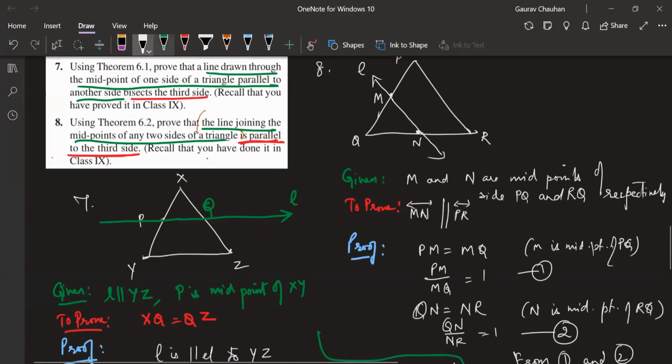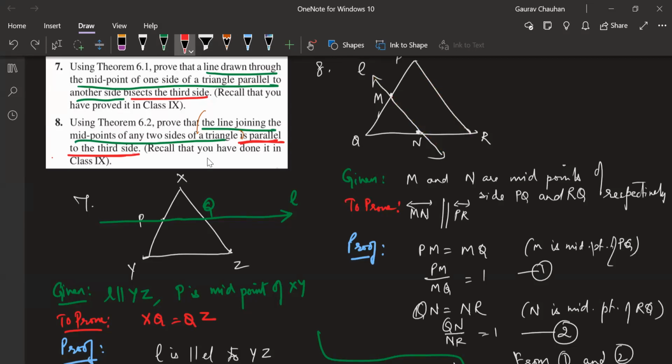Guys, I've just noticed what Riza just did. She showed that this ratio QM by MP is equal to QN by NR. If this ratio is equal, then go back to converse of BPT. You know that ratio is equal means this line will be parallel to this one.